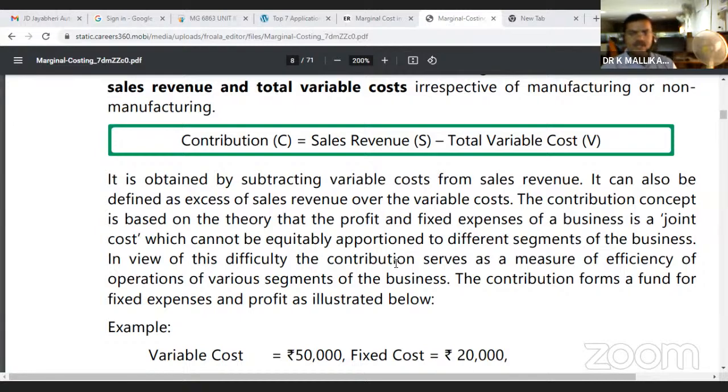It can also be defined as the excess of sales revenue over the variable cost. So after meeting the variable cost, whatever excess amount is there is called contribution. It includes both profit and fixed cost. So contribution includes fixed cost plus profits. It is also called a joint cost, which includes an equitable proportion of all this. So let us go for one problem practice.